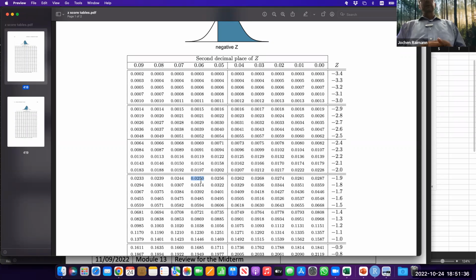The p-value has a corresponding z-score. Well, it's a probability value. So we're getting to that at the end of the lecture.